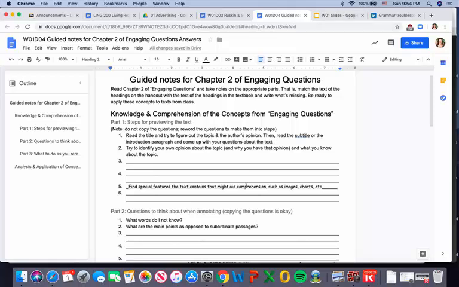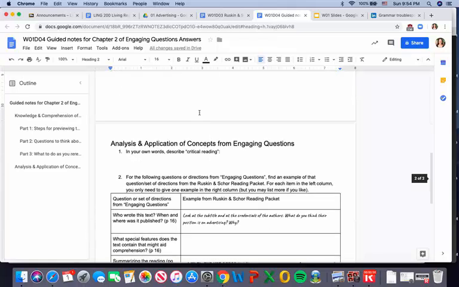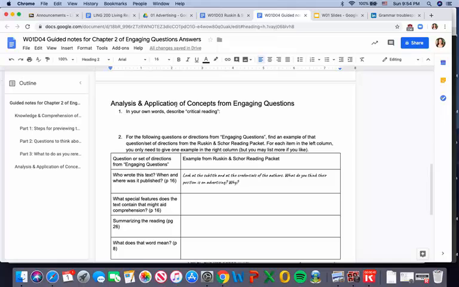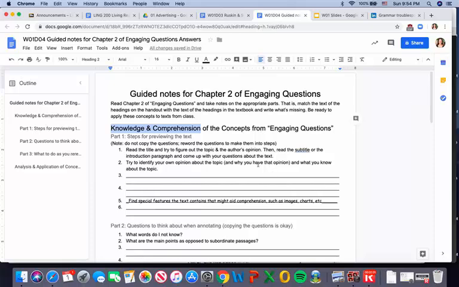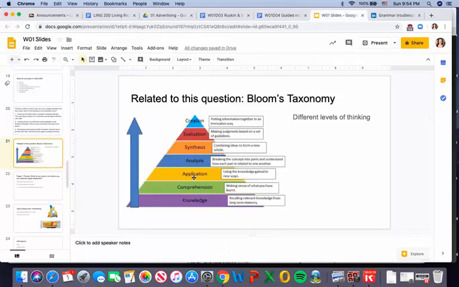The first page of the packet is focused on knowledge and comprehension, so that means you've read the contents of the textbook, and what you can do now is analyze and apply these concepts to new situations. This is related to Bloom's taxonomy, these different levels of thinking that build on top of each other. So you have this basis of knowledge and comprehension, what you learned from the textbook, and what you're going to do now is apply it and analyze it and make these new ideas.